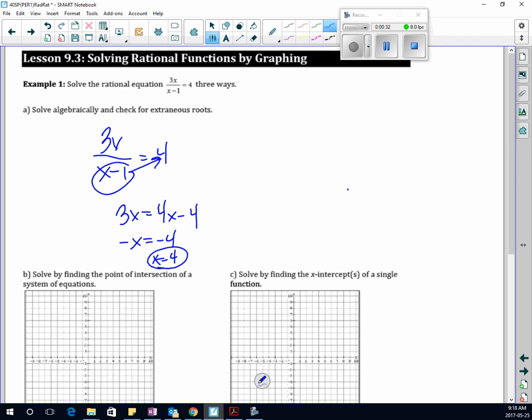The only thing I've got to watch out for is your NPVs. X cannot equal what? 1. So just check whether that is. You can also check your solution at the same time.